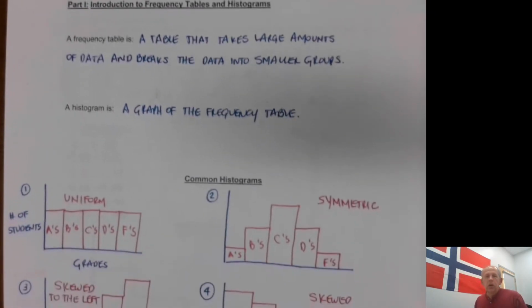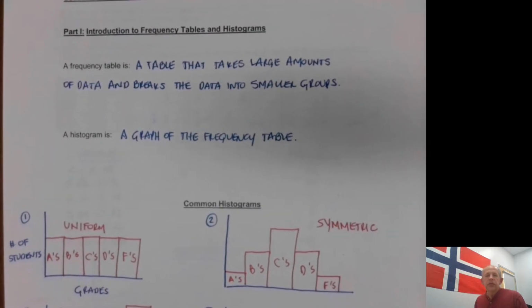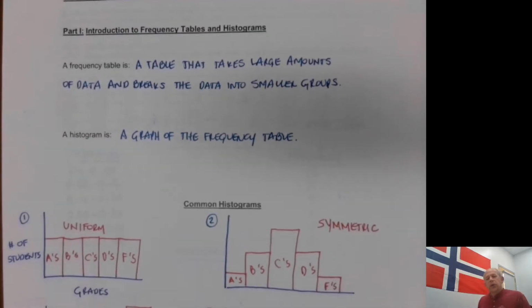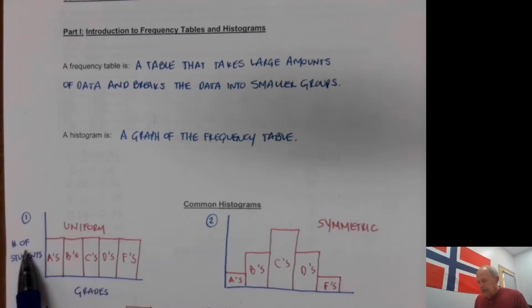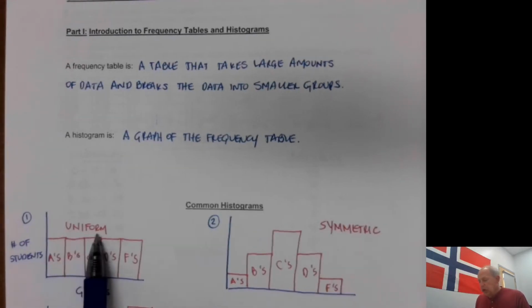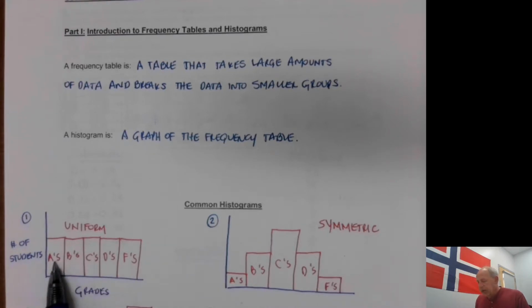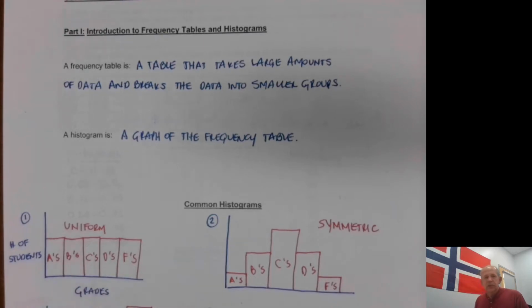And we're going to talk about these first two here. For a particular class, we have the number of students here and then the students' grades. A uniform histogram is a histogram where all of the frequencies are about the same. There's the same amount of A's, B's, C's, D's, and F's in a particular class.